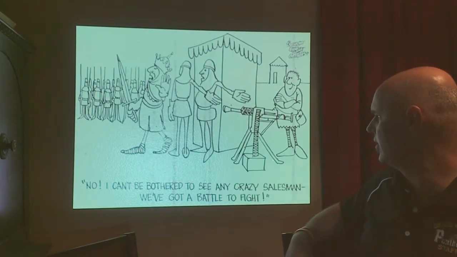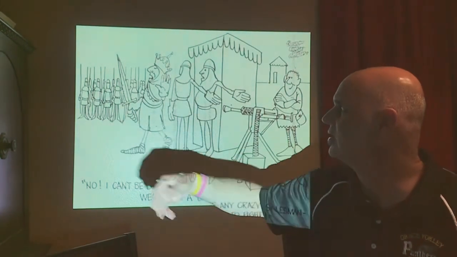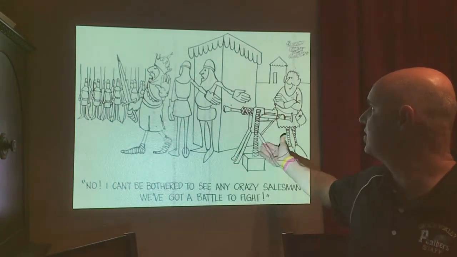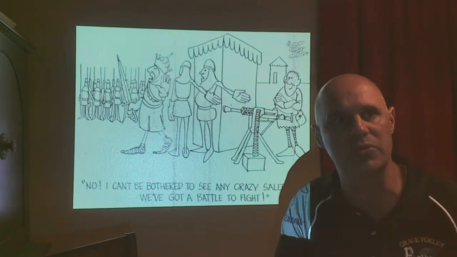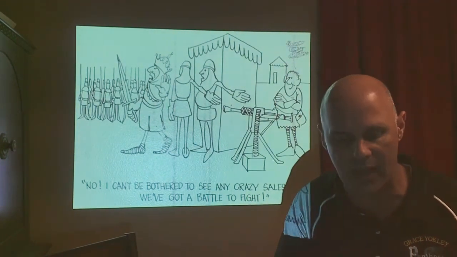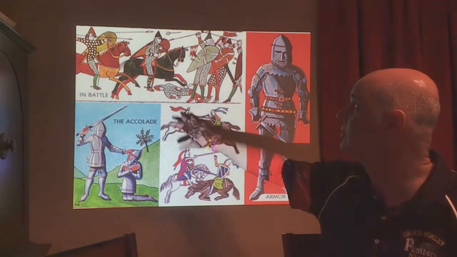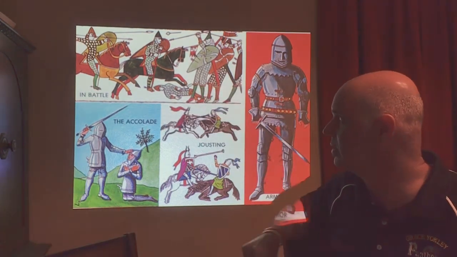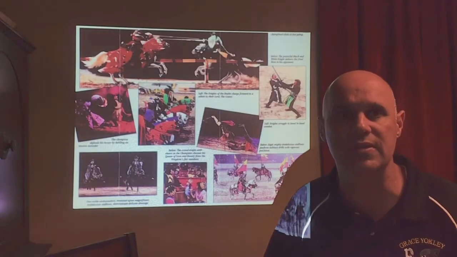No, I can't be bothered to see some crazy salesman. We've got a battle to win. As the knight goes out here with his army, the salesman's selling a machine gun. We know those machine guns were not even possible. Those would not be around until about the 1860s with our first hand crank machine gun called the Gatling gun. But here, those crude weapons: lances, bow and arrow, spears, broadswords, maces, battle axes, different things they have.